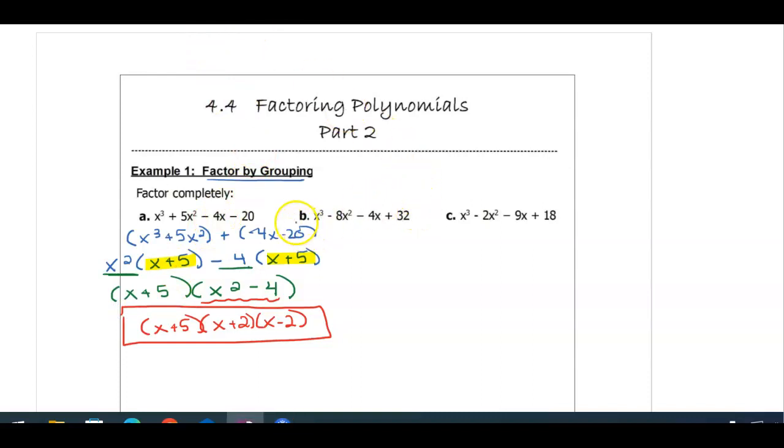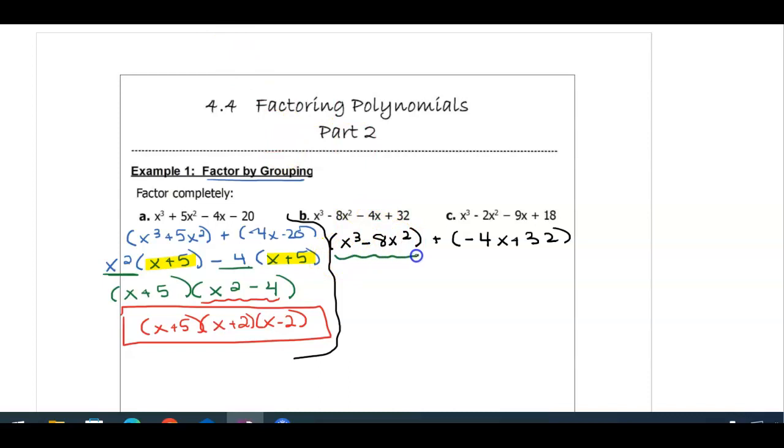All right, guys, so let's look at B here. Let me draw a line here. I'll probably run out of room, that's okay. Once again, I'm going to group 2's. So I'm going to group the x cubed minus 8x squared plus my negative 4x plus 32. Then I'm going to factor each of these separately.